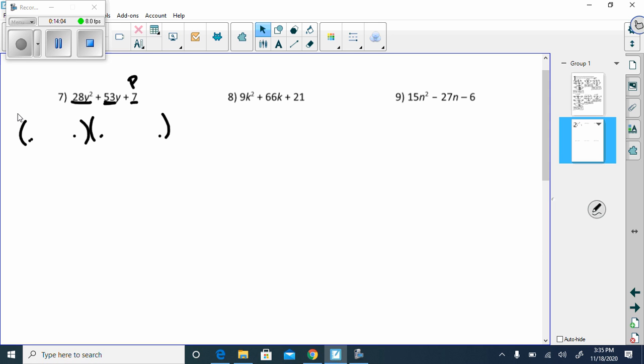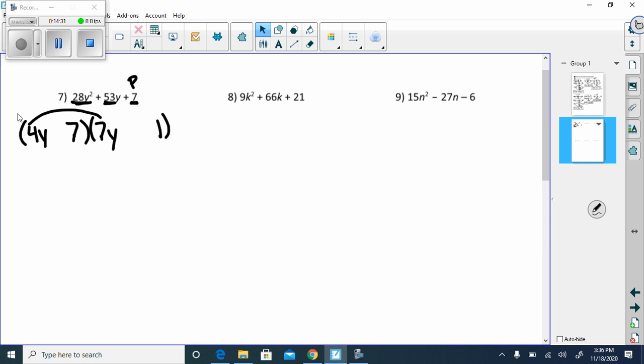So I'm thinking what multiplies to give me 28. So maybe I'll use 4y and 7y. 4y times 7y would give me 28y squared, so we'll start there. Now, to decide what goes in the end of my parentheses, I look at my product, which is 7, and I have to think what multiplies to give me 7. Probably going to use 7 and 1.